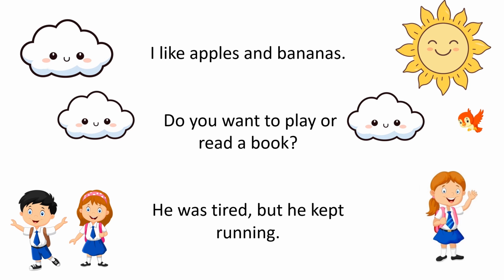On the first one, I like apples and bananas. Which one is the conjunction? It's and. Second, do you want to play or read a book? Which one is the conjunction? It's or. He was tired, but he kept running. Which one is the conjunction? It's but.